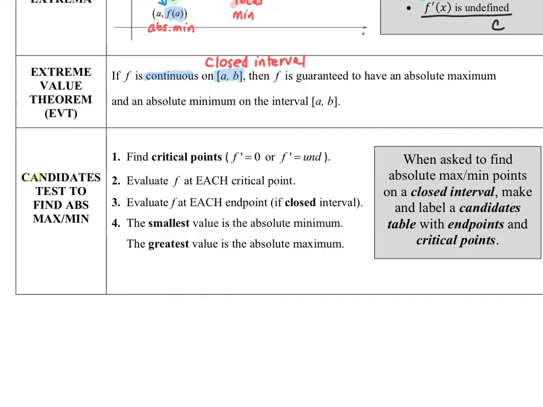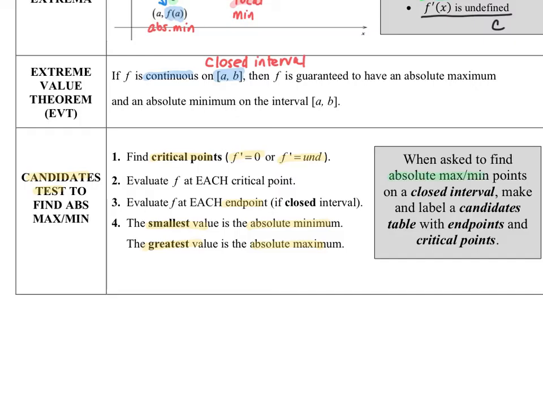And this candidates test is what I'm going to use in order to find absolute maxes and mins. And it's based on what we said above, that these maximums and minimums are going to occur at critical points, that is where f prime equals 0 or f prime is undefined, and also at endpoints. So that's where I'm going to begin my search, and then I'm going to analyze a little bit further in order to find the smallest value, which gives me my absolute min, and my greatest value, which gives me my absolute max.